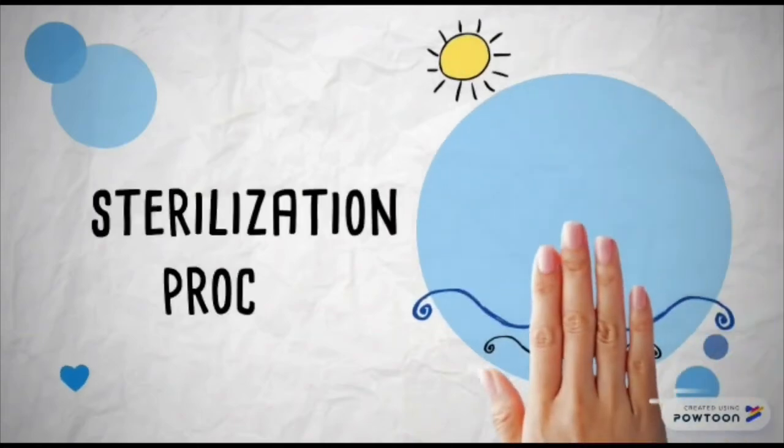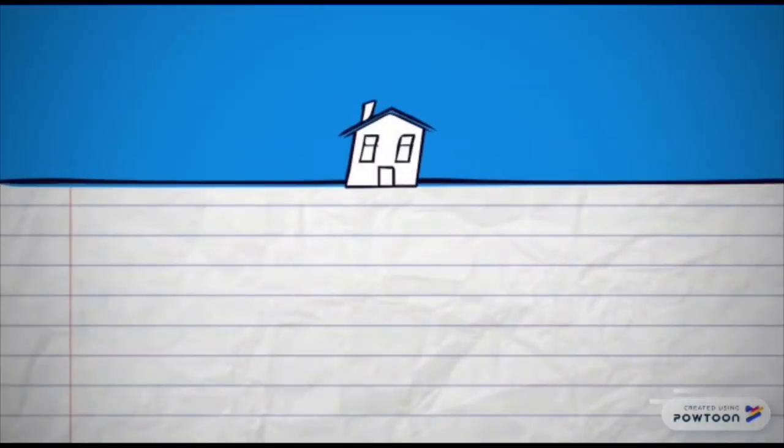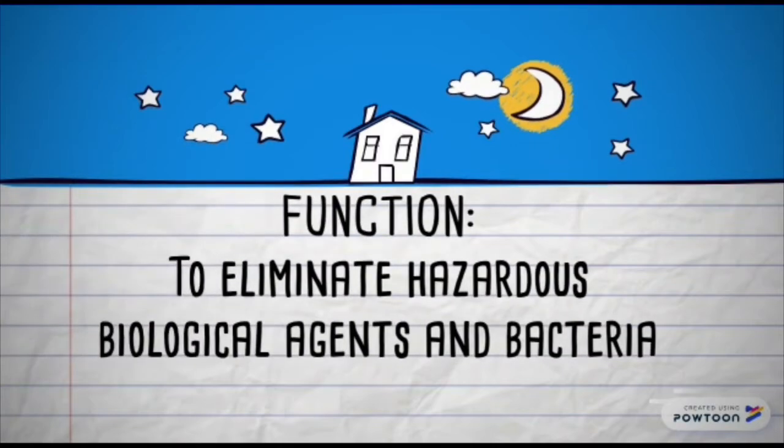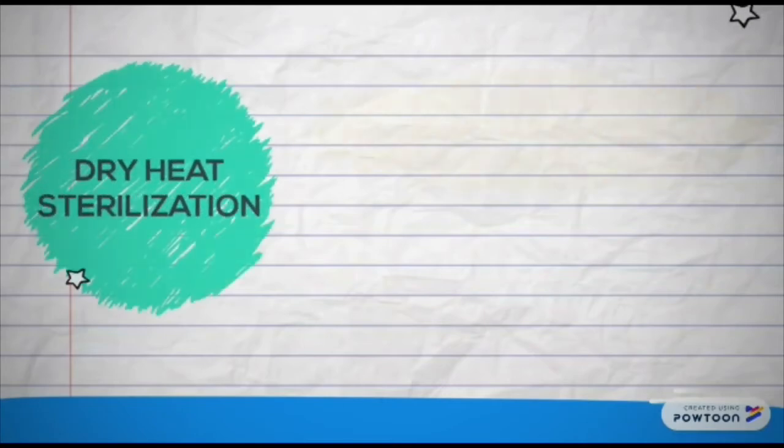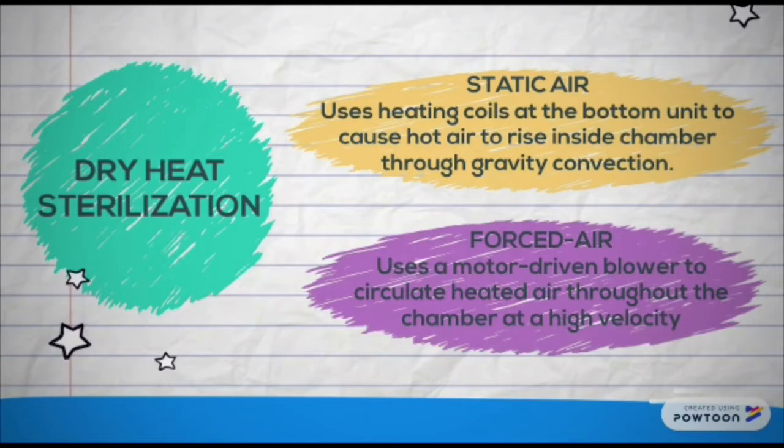Next, we go to one of the most important process in bioindustry, which is sterilization process. The function is to eliminate hazardous biological agents and bacteria. There are 2 types of dry heat sterilization, which are static air and forced air.